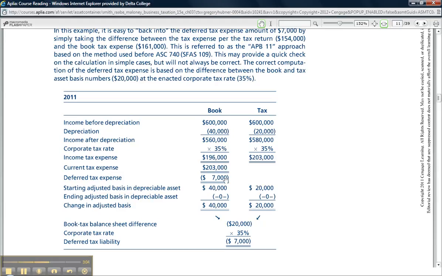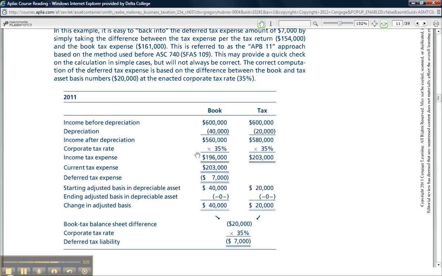in 2011, because you always think of what's the future impact of something happening this year. Because of this year, you take less tax deduction. That means in the future year, you take more tax deduction. So that would reduce future years' taxes, hence causing a deferred tax benefit. It says expense here, but it's a negative number, so it's a deferred tax benefit. So this 203 minus 7 is the 196 total income tax expense.